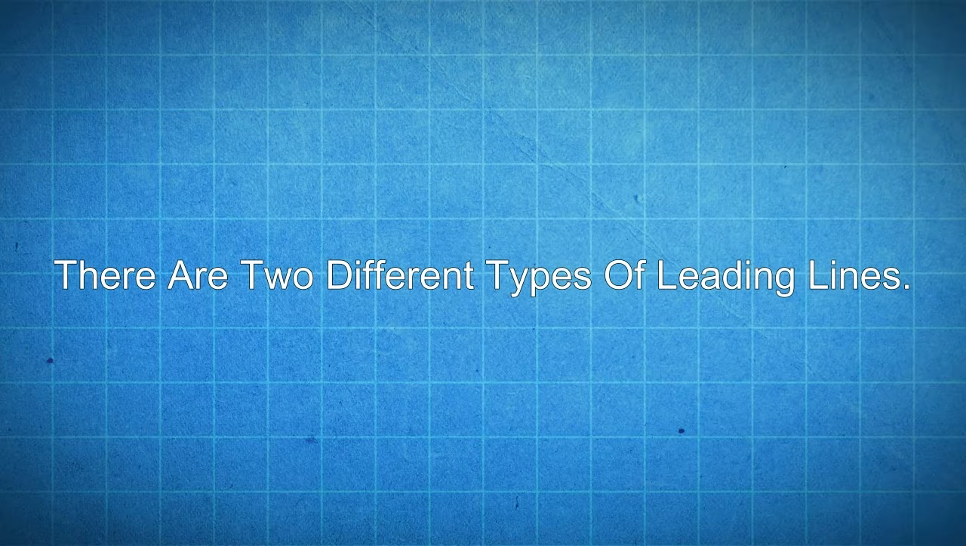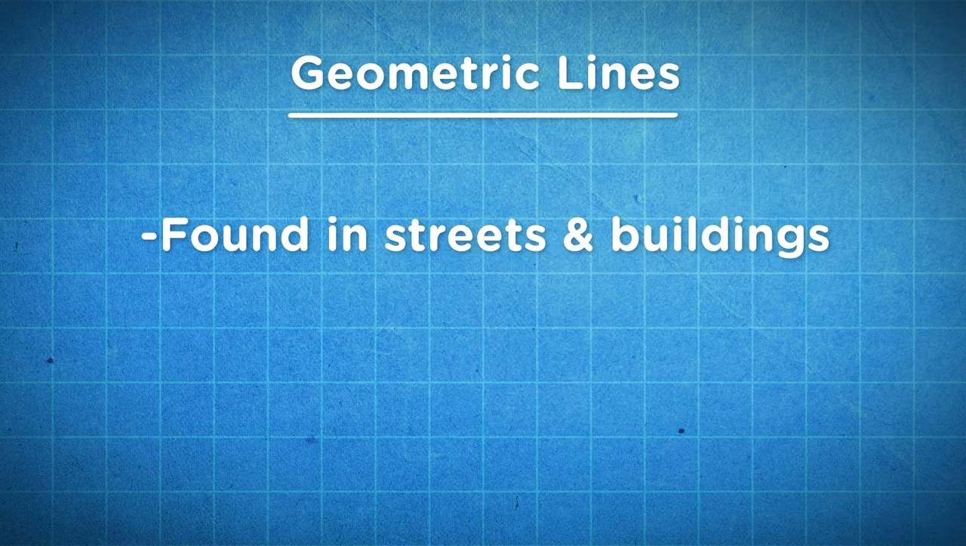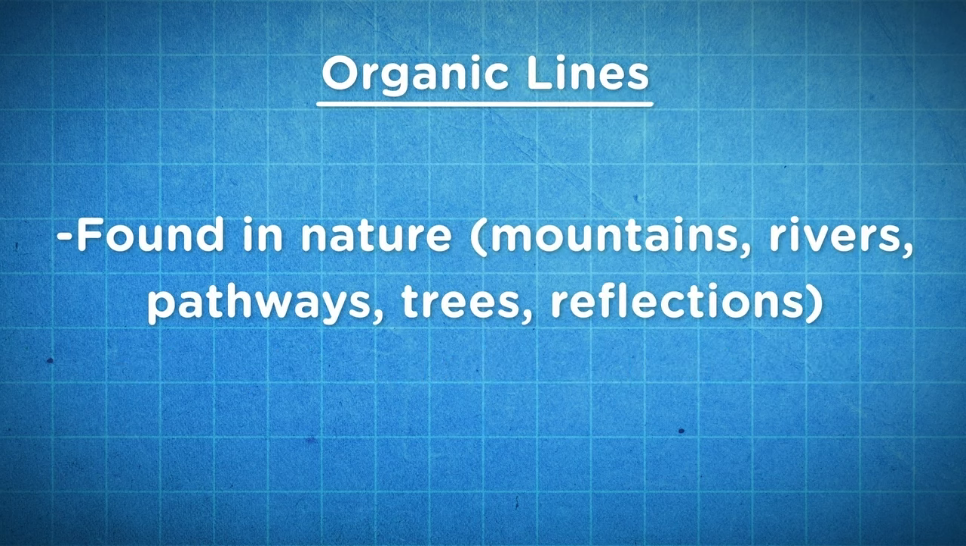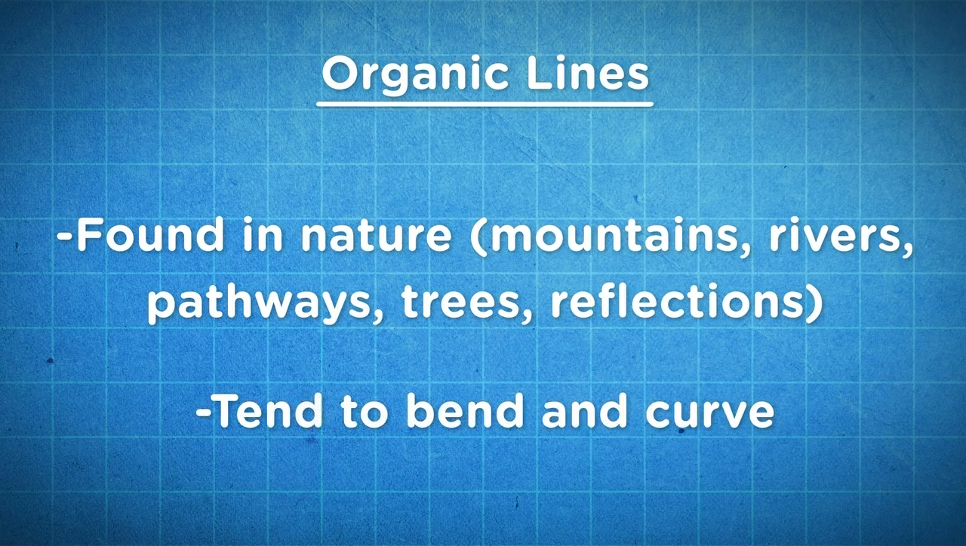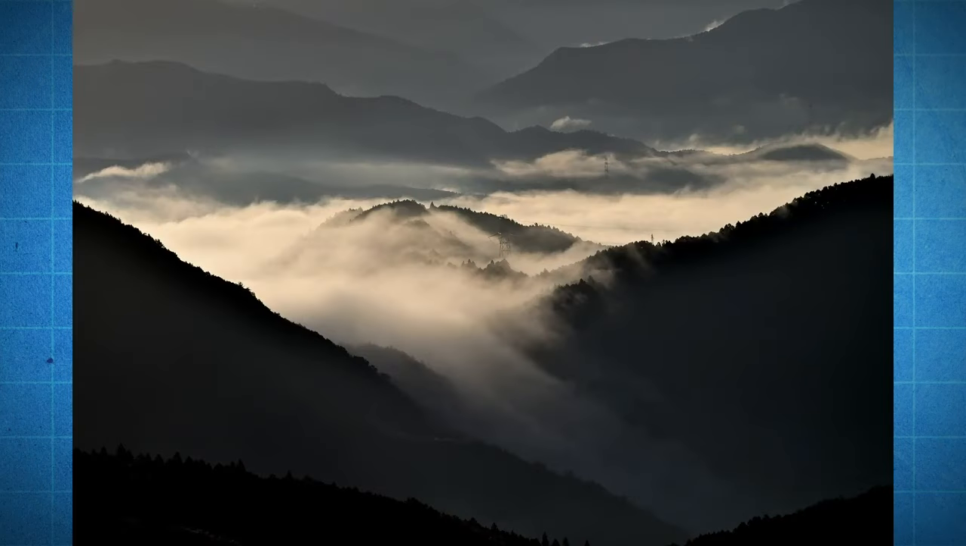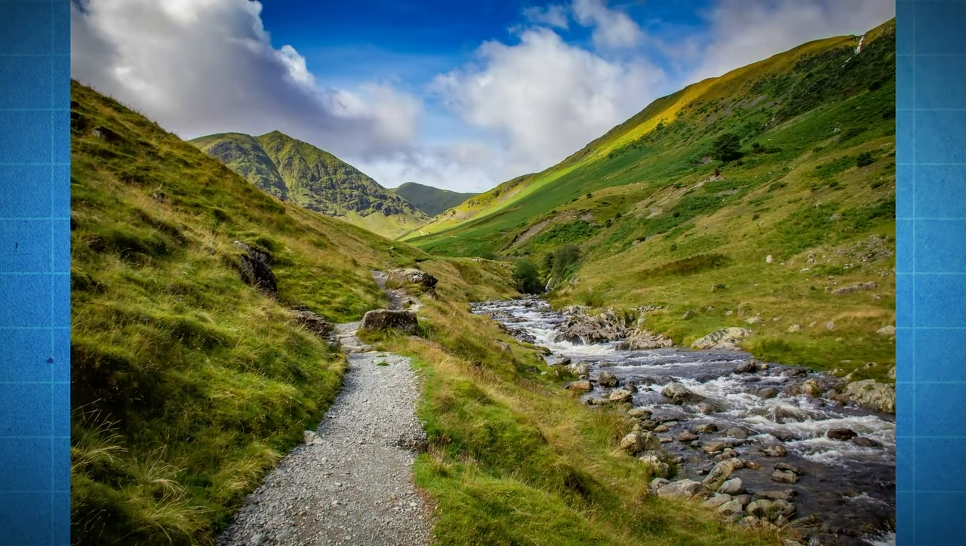There are two different types of leading lines. There's geometric and organic. Geometric lines are found in streets and buildings. They're straight and much more obvious to follow. Organic lines are often found in nature, such as mountains, rivers, pathways, trees, or even reflections on the water. They tend to bend and curve much more than geometric lines, but always lead to a specific area. These lines can simply be the contrast between light and shadow, or between colors, like a green mountain against a blue sky.